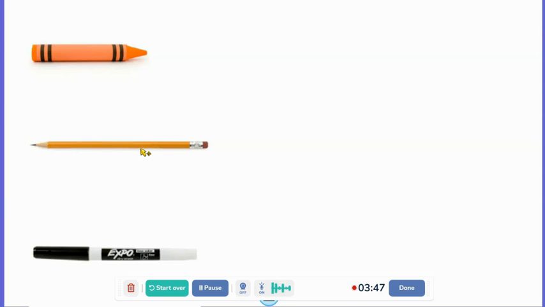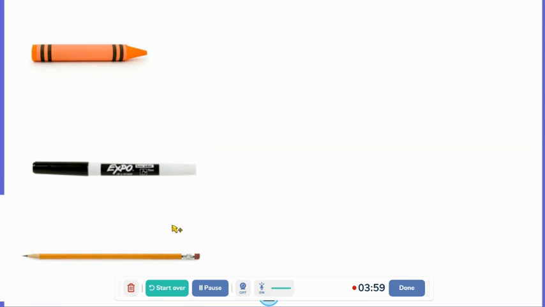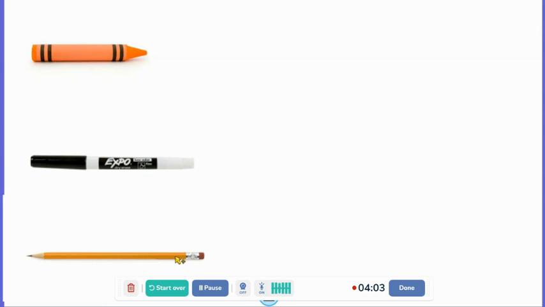I can also order the objects. So I can go from shortest to longest. So I'm going to move my pencil down and my dry erase marker up. So now I have my three objects lined up from shortest to longest. And again, they're all lined up on the edge, and I can tell that my pencil comes out the farthest, making it the longest, or that my crayon does not, and it's the shortest because both the marker and pencil come out further.